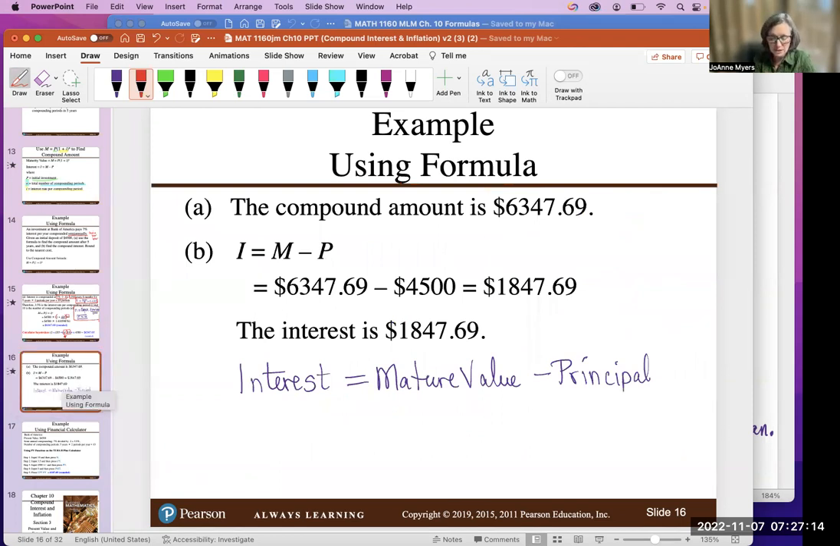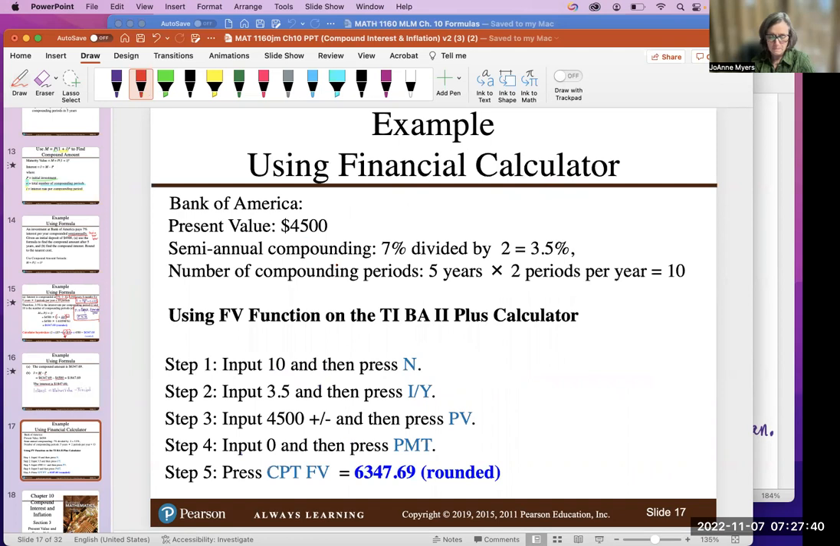Now to find the interest, it's the maturity amount minus the principal that you initially put in. So we found that our M was $6,347.69. And then our initial investment was $4,500. So here's our interest. Again, pause the video if you need some time to process this. Here's the example using your financial calculator, how you'll put the information in. Again, pause if you'd like more time to look at this.